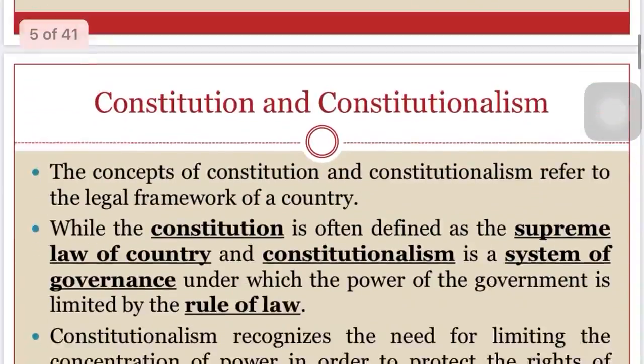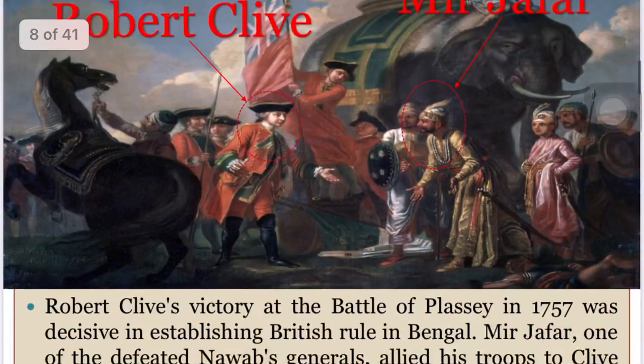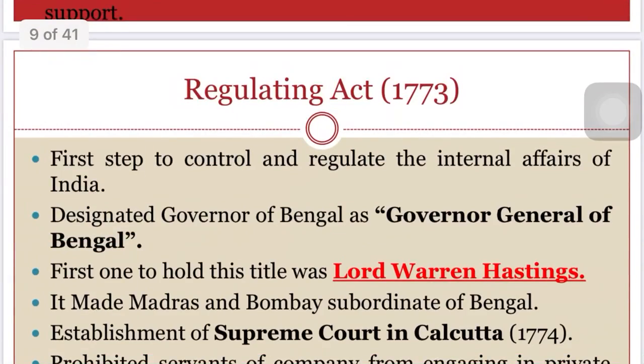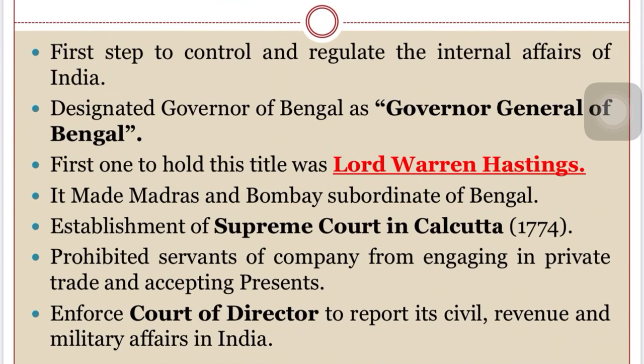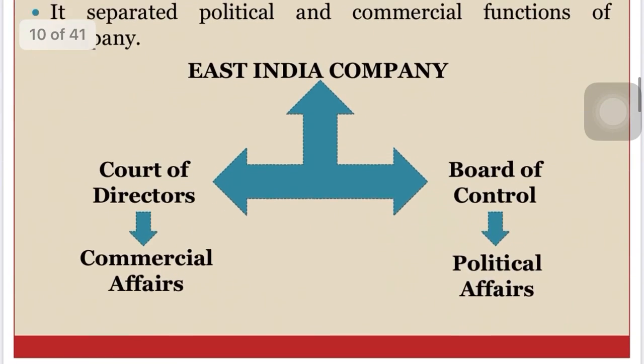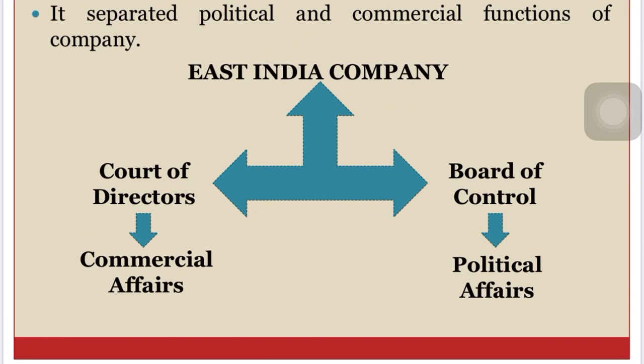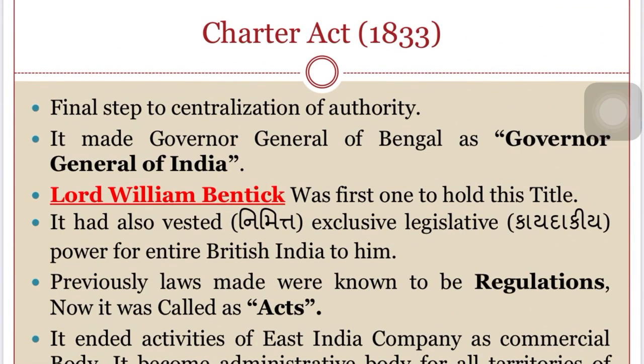Now we are starting to discuss the acts from 1773, when the Governor General of Bengal, Lord Warren Hastings, was appointed, and the Supreme Court was established in Calcutta. The East India Company was divided into the Court of Directors and the Board of Control, a separation of the two: commercial affairs for the Court of Directors, and political affairs for the Board of Control.